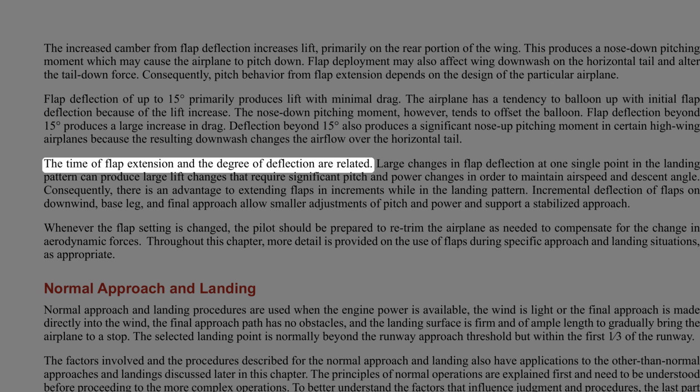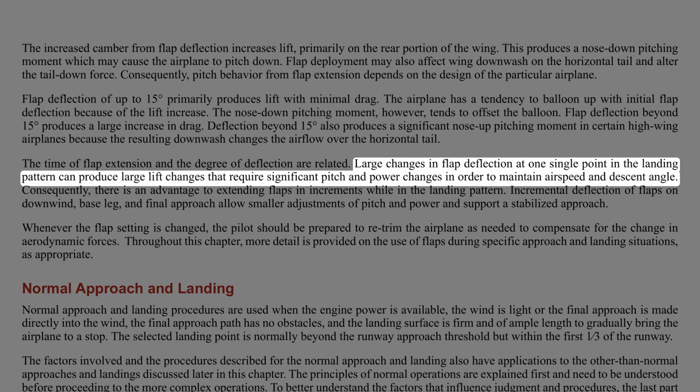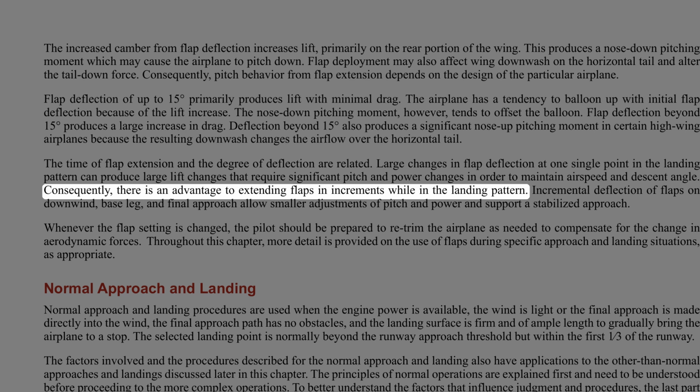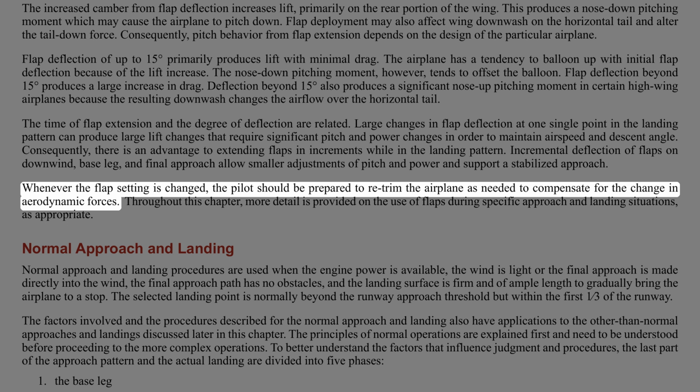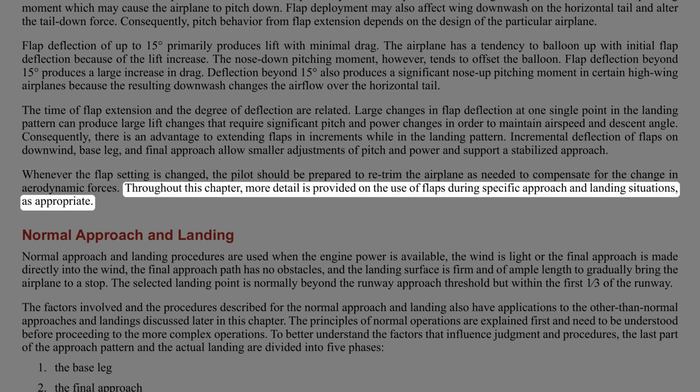The time of flap extension and the degree of deflection are related. Large changes in flap deflection at one single point in the landing pattern can produce large lift changes that require significant pitch and power changes in order to maintain airspeed and descent angle. Consequently, there is an advantage to extending flaps in increments while in the landing pattern. Incremental deflection of flaps on downwind, base leg, and final approach allows smaller adjustments of pitch and power and supports a stabilized approach. Whenever the flap setting is changed, the pilot should be prepared to retrim the airplane as needed to compensate for the change in aerodynamic forces. Throughout this chapter, more detail is provided on the use of flaps during specific approach and landing situations, as appropriate.